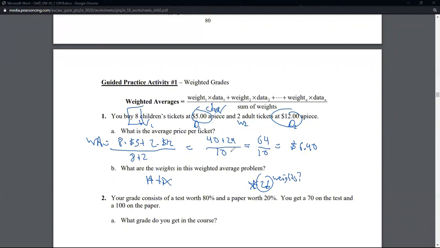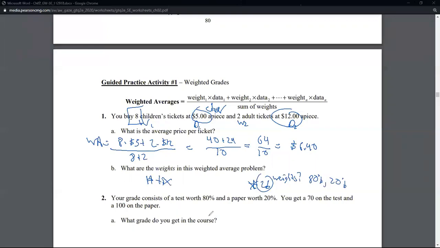So your grade consists of a test worth 80% and a paper worth 20%. We got a 70 on the test and 100 on the paper. This course is completed. It was a very simple course. Test 80%, paper 20%, not even remotely close to QR, right? We got a 70 on the test and 100 on the paper. So part B, what are the weights for this? It's obviously the 80% and the 20%, what the teacher assigns as the quite literal weight of the grade, the percentage that it counts as.